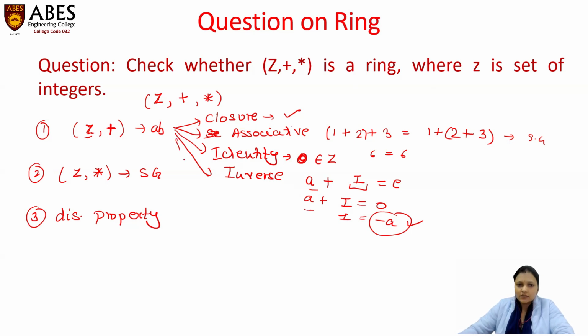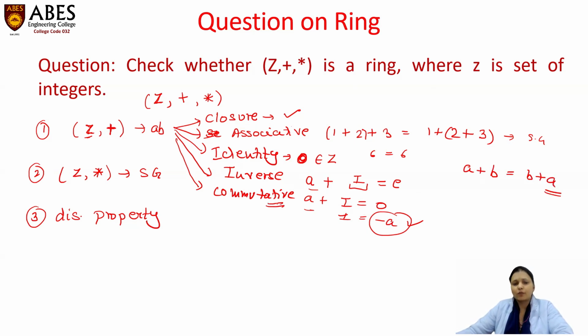And the next property is the commutative property. We know that addition is a commutative operator. If we add a to b or b to a, it will always be equal. So the fifth property, which is the commutative property, is also satisfied. So Z plus is an abelian group.